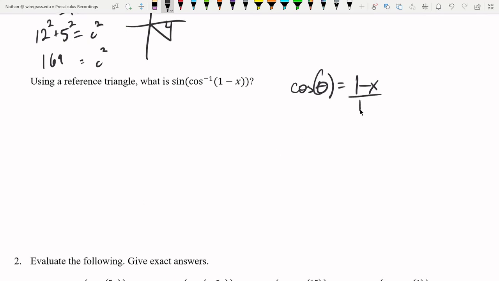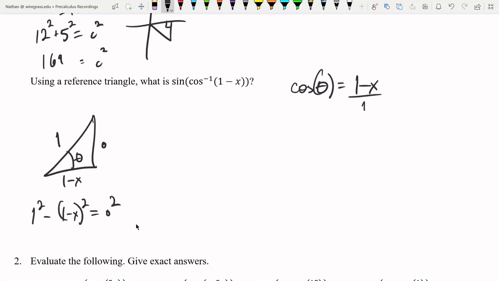Cosine is adjacent over hypotenuse. So when we look at the reference angle, we have the adjacent over the hypotenuse, but of course the hypotenuse is just 1. There's nothing in there, so it's just going to be 1 there. And to find sine, we need to know what the opposite side of the angle is. We don't have that, so we can use right triangle trig. So the opposite side is going to be the hypotenuse minus the adjacent side squared equals the opposite squared.